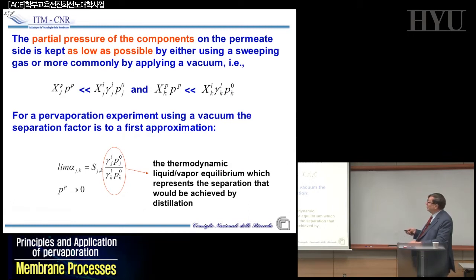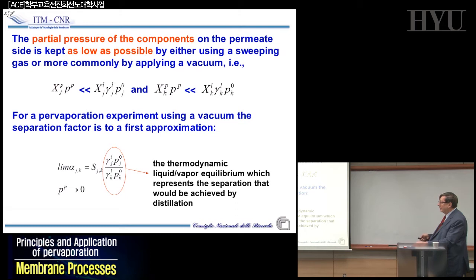The traditional approximation, if you want to operate in this kind of system and have a good separation, is to try to have the partial pressure of the components on the permeate side as low as possible. This creates the necessary driving force, and that can be done, as we already mentioned, using a sweeping gas, or the way in which people normally work is by applying a vacuum. That is the kind of relationship that you have at the end.